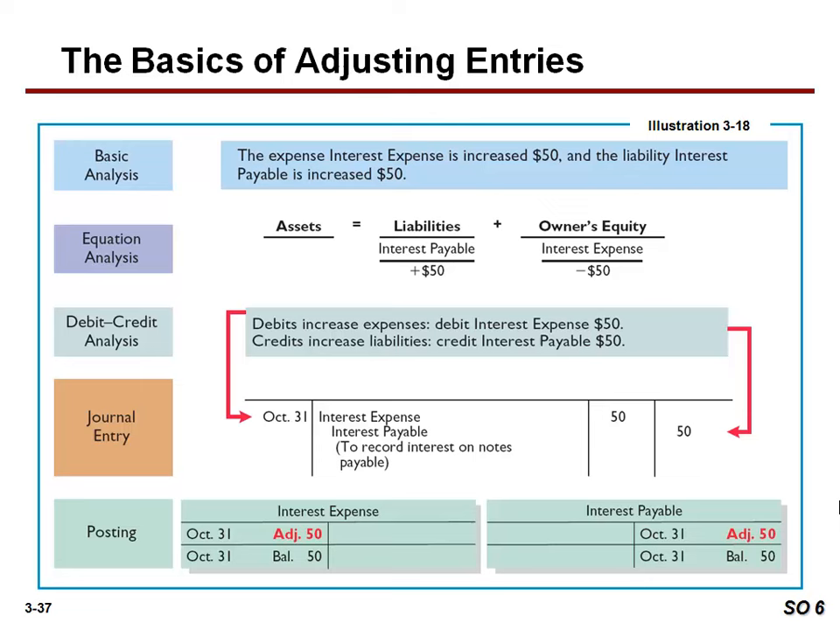The full analysis of this accrued expense: we're recognizing an expense which has the effect of reducing owner's equity and increasing our liability because we haven't paid it yet. So the formal journal entry, debit interest expense, $50, credit interest payable, affecting an expense account and a liability account, with the corresponding posting to the ledger at the bottom.